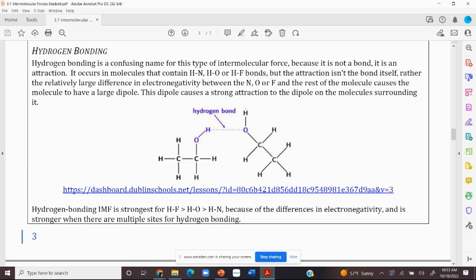It's going to occur in molecules that have an H-N, H-O, or H-F bond. So, it's going to happen here because, remember FON, like phone, F-O-N. Okay.